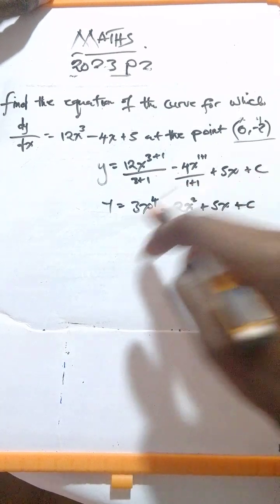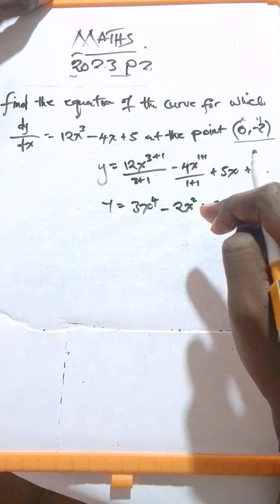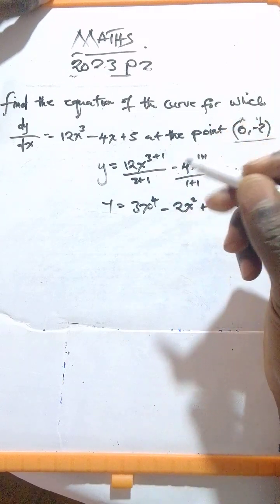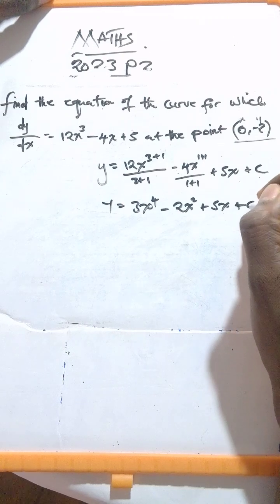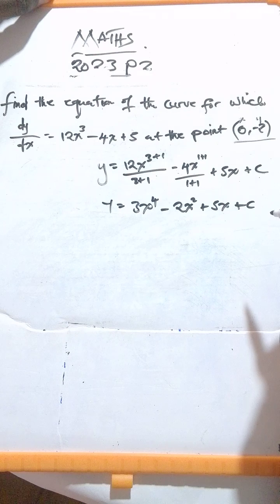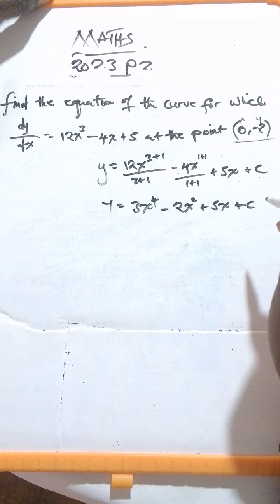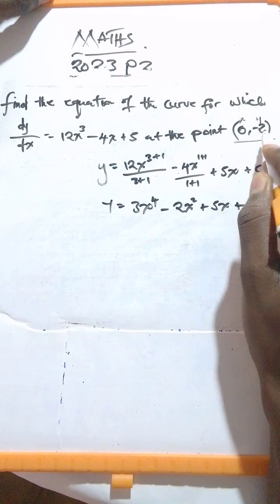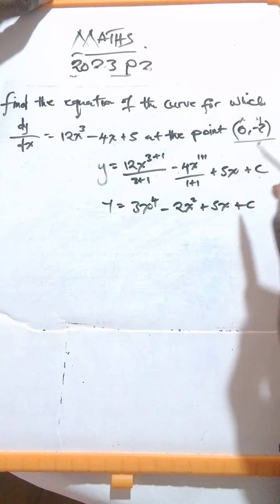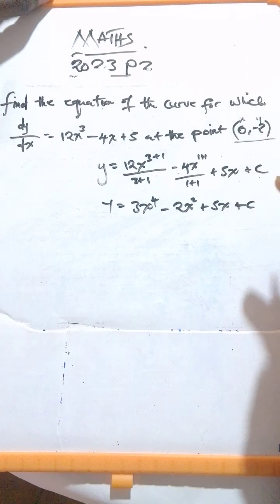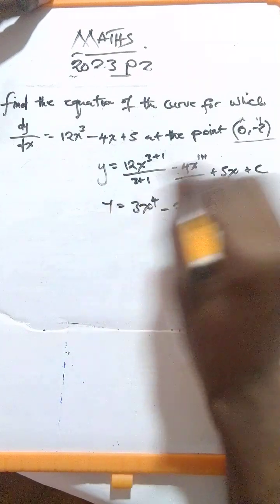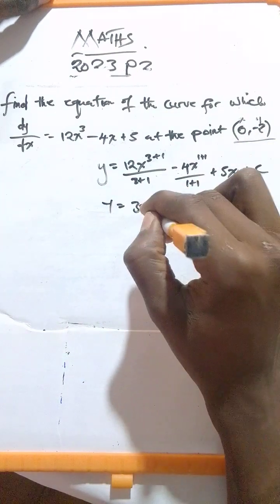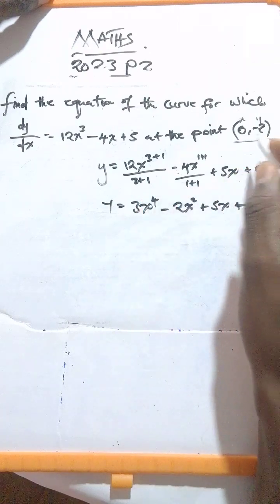So we have now integrated our equation, which was differentiated in the first place. Therefore, we need to know the value of c. So for us to find the value of c, what are we going to do? We have been given these two values, 0 and negative 2. So now where there is y, we're going to replace with negative 2. Where there is x, we're going to replace with 0.